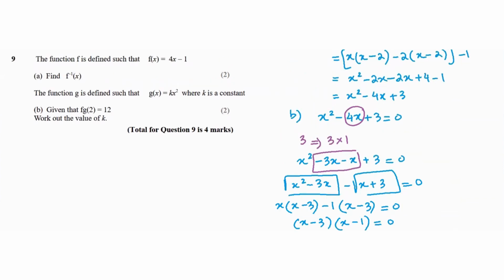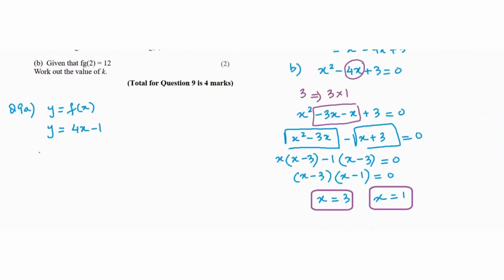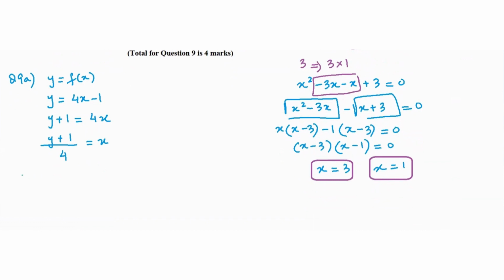Then in question number 9, it says that the function f is defined by f of x equals 4x minus 1. And the first part, they're asking us to find the inverse. So let's first put y equals f of x. So y equals 4x minus 1. Let's make x the subject of the equation. So it's going to be y plus 1 equals 4x first. And then y plus 1 divided by 4. So as you can see, x is the subject. Now in the last step, replace x with the inverse, so f inverse x, and y with x. So x plus 1 over 4 is your inverse.